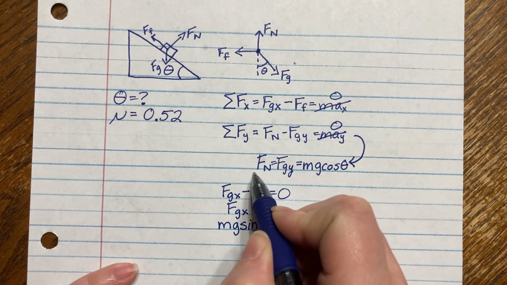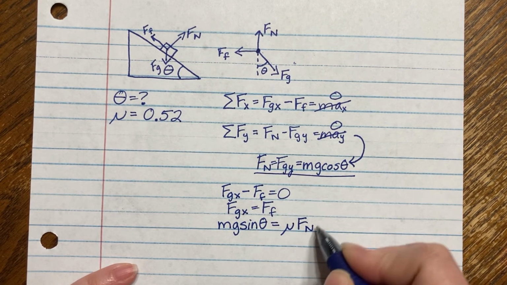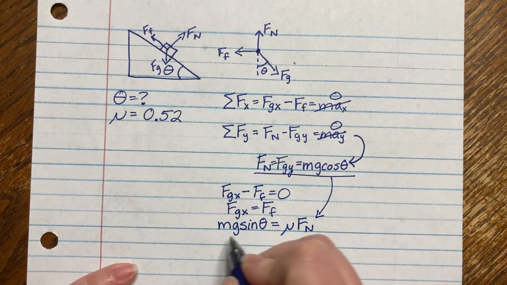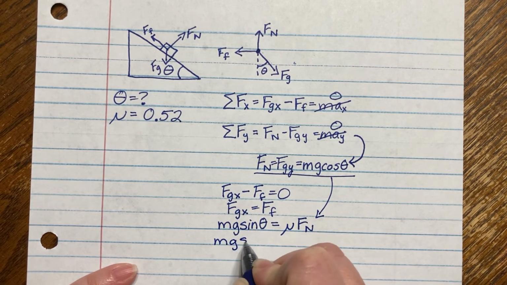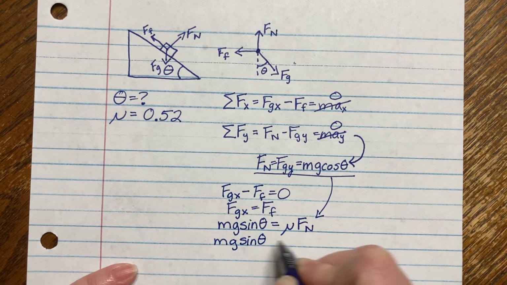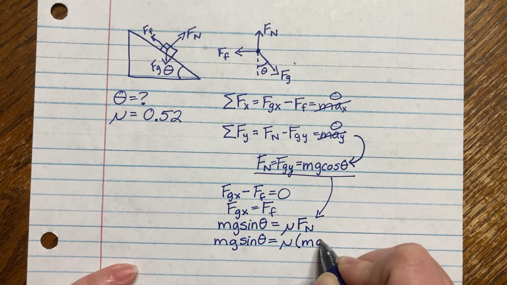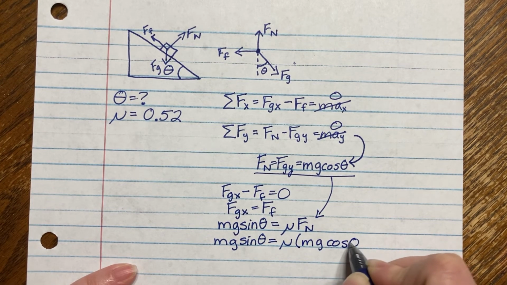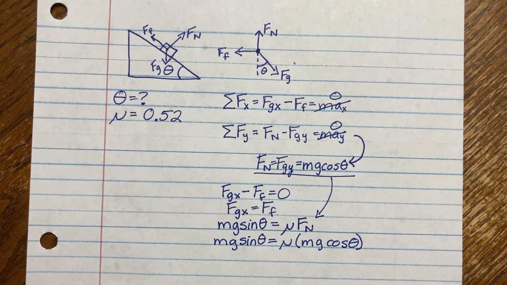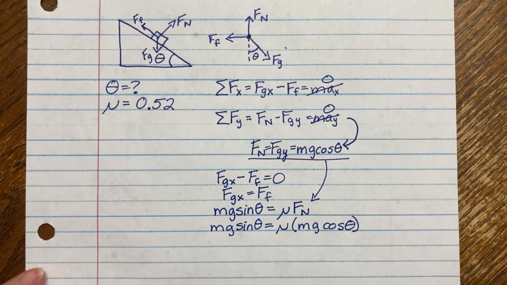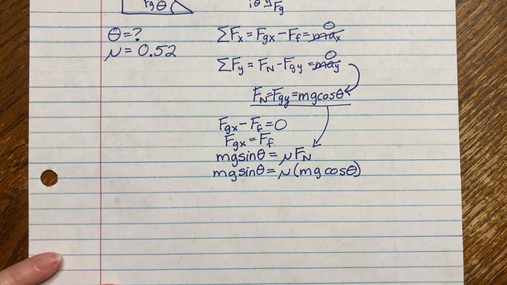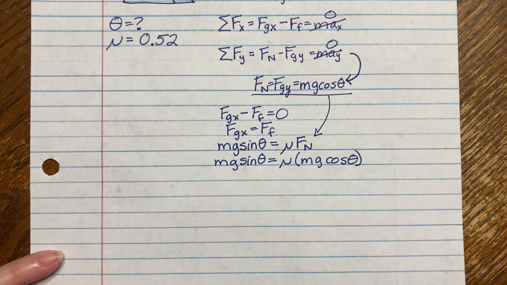We know that this is equal to Fn, so I can take that and plug it in there. So mg sine theta equals mu times mg cosine theta. We're solving for theta again, remember? We're trying to find what angle it will start sliding. I want you to take a second and look at that equation and think about how you're going to solve that for theta. Keep in mind what I told you earlier.